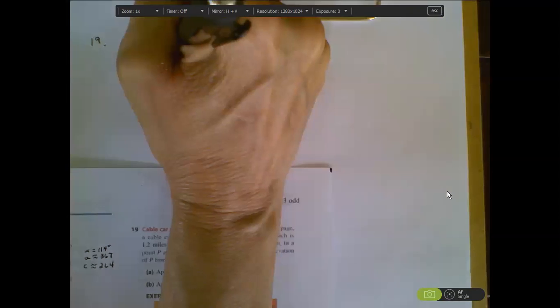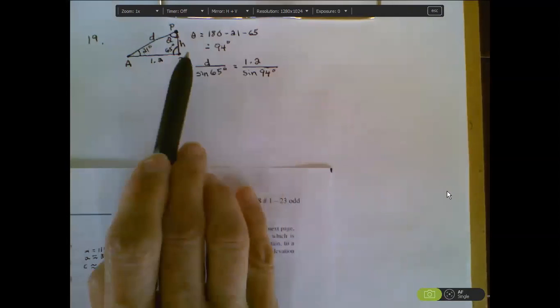Now, Miss Kelsey, did you get the A part and just had trouble with the B part? Or no, you couldn't get the A part? Yeah, I got the A part. I just had trouble with the B part. Okay, well, let's call H the height of the mountain and say, how would I find H?